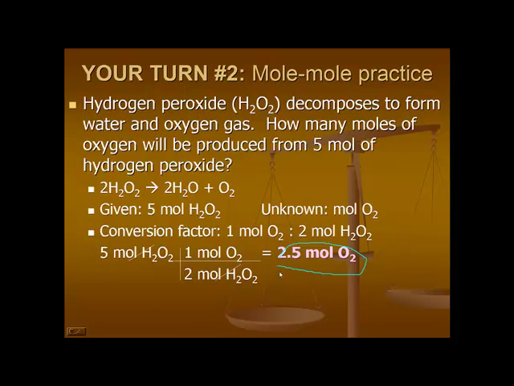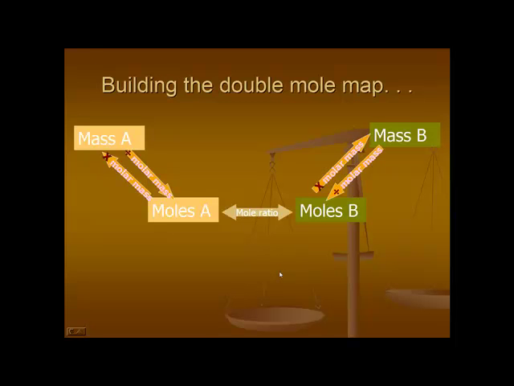So now we can take this and start building off of our mole map and expanding it. Rather than having just a mole map for one substance, we can bridge from one substance to another. If you think of just this piece here of your mole map, to go from grams to moles, you're dividing by the molar mass. If you're going from moles to grams, you're multiplying by the molar mass.